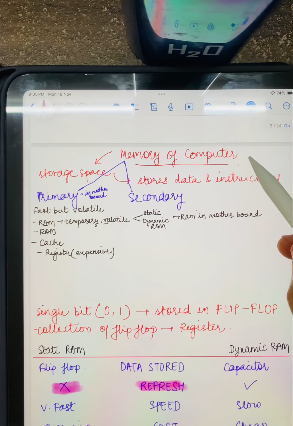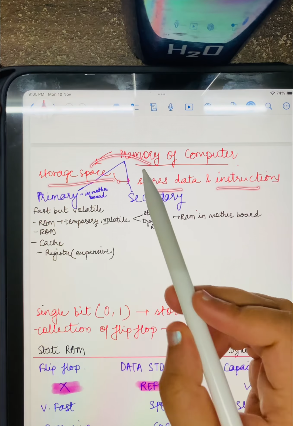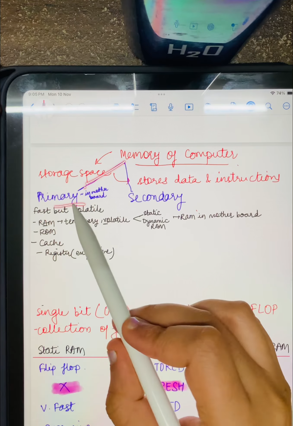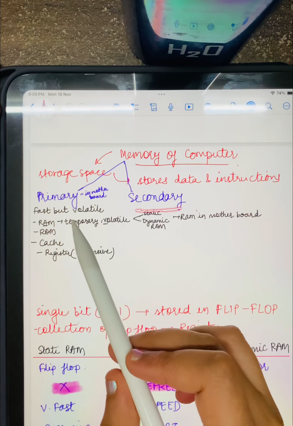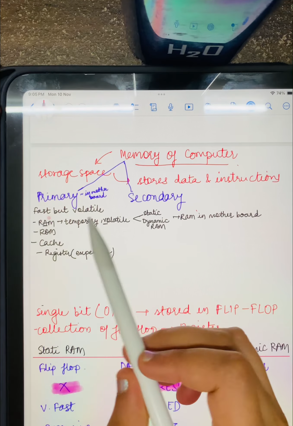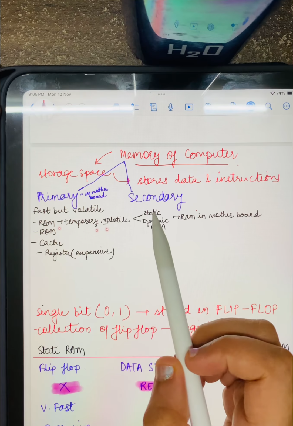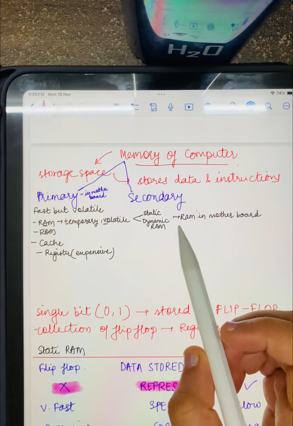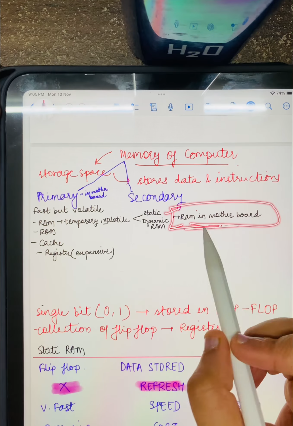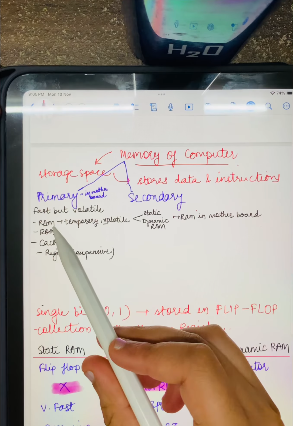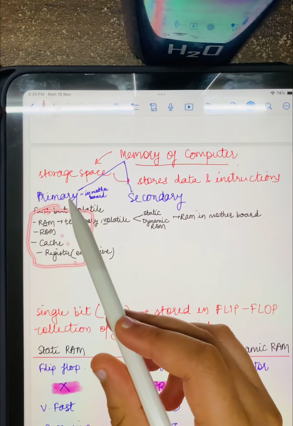Memory of computers. Memory is the storage space. It stores data and instructions, and memory is divided into primary, where primary storage is in the motherboard, and secondary. Primary memory is fast but volatile. Its components are RAM, which is temporary and volatile, and RAM is further divided into static RAM and dynamic RAM. RAM is in the motherboard. Remember this, RAM is in the motherboard. Then ROM, cache, registers. These are components of primary memory.